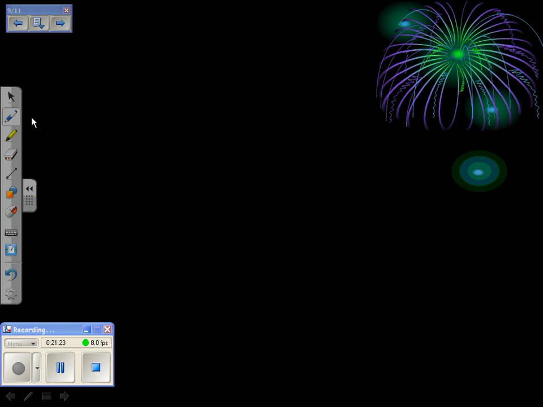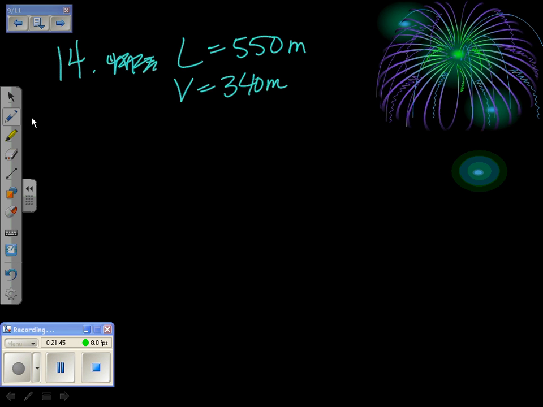Then the next one, let's talk about number 14. Number 14, we have a train that passes through a tunnel. The tunnel is open on both ends and has a length of 550 meters. We know sound travels at 340 meters per second normally. And we're asked to find the fundamental frequency. And fundamental means we want to find n equals 1.